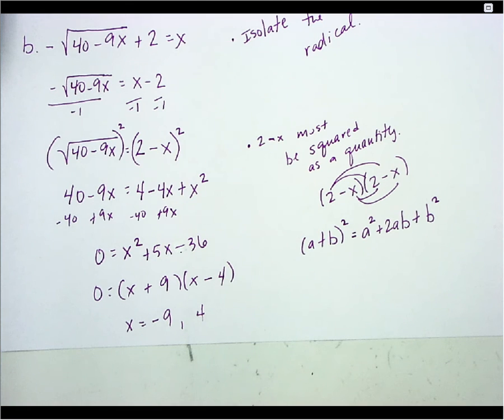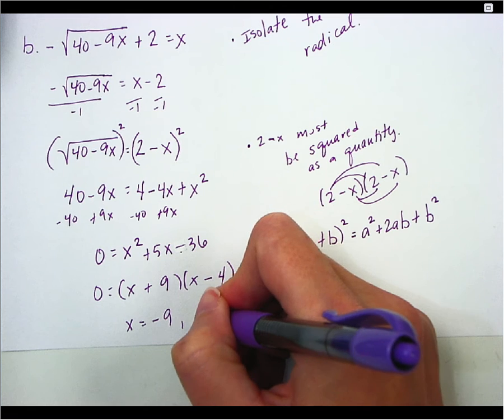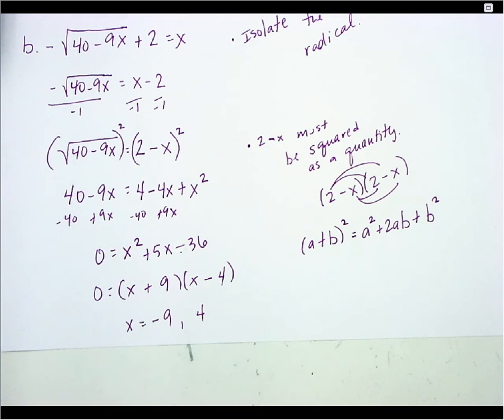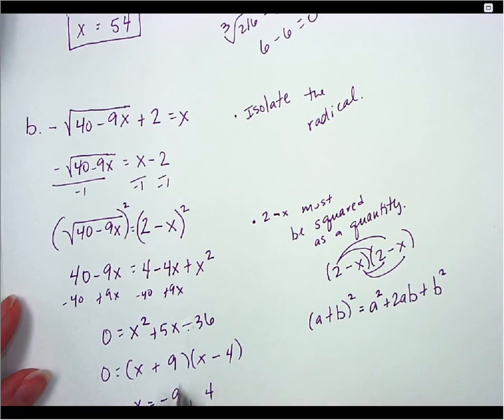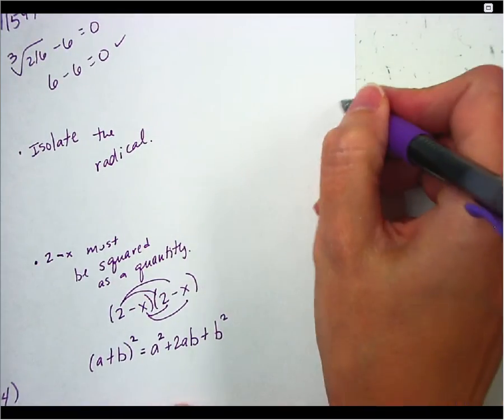But not necessarily. It's possible that one of these is extraneous, or it's possible they're both extraneous. And the only way to know is to go back and plug them in. So I'm going to move over. I'm going to take both of these and put them in for x. So we'll start with negative 9.